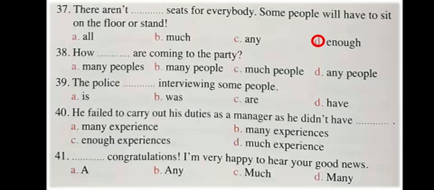38. How space are coming to the party? Many people, much people, any people. Of course the answer is many people. 39. The police space interviewing some people is, was, or have. The police is always a plural word. So the answer is are.